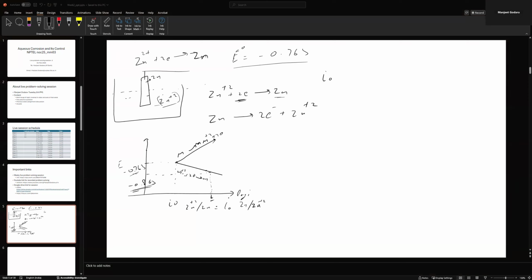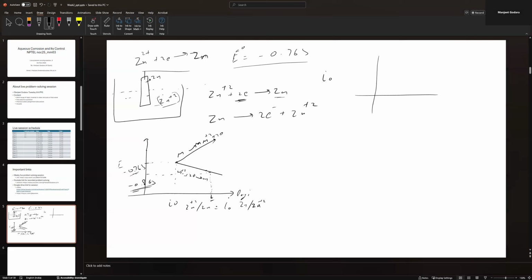So wherever those two reactions meet, we'll have this for one species, and there'll be another cathodic and anodic part for the other species. Wherever they intersect, this is the rate of corrosion. So this is just for a single species which is getting oxidized or getting reduced, right?